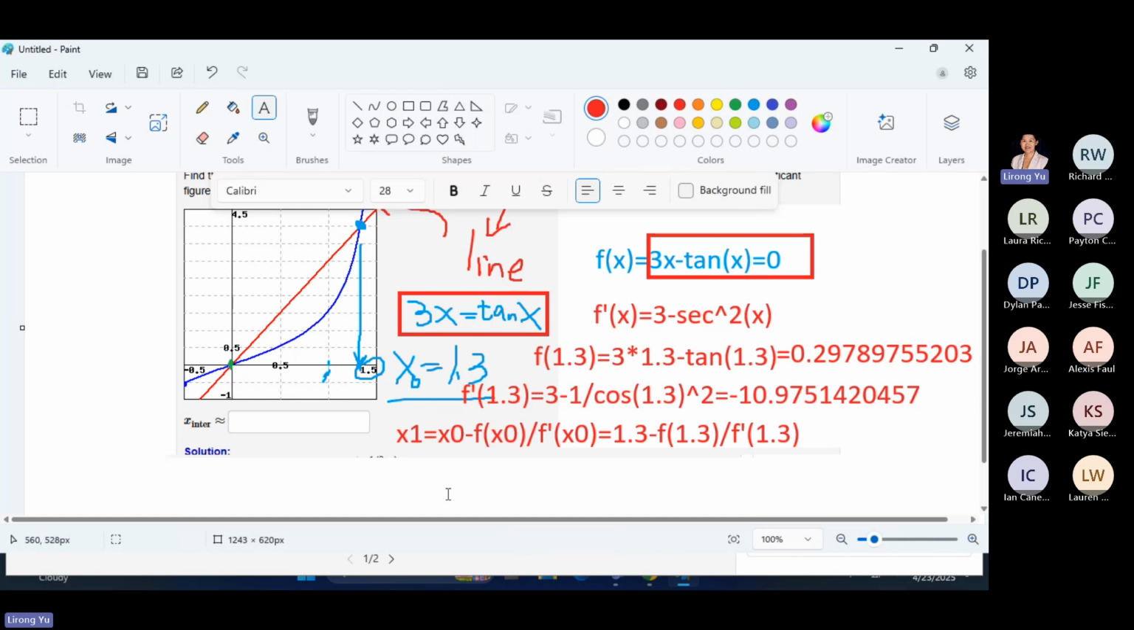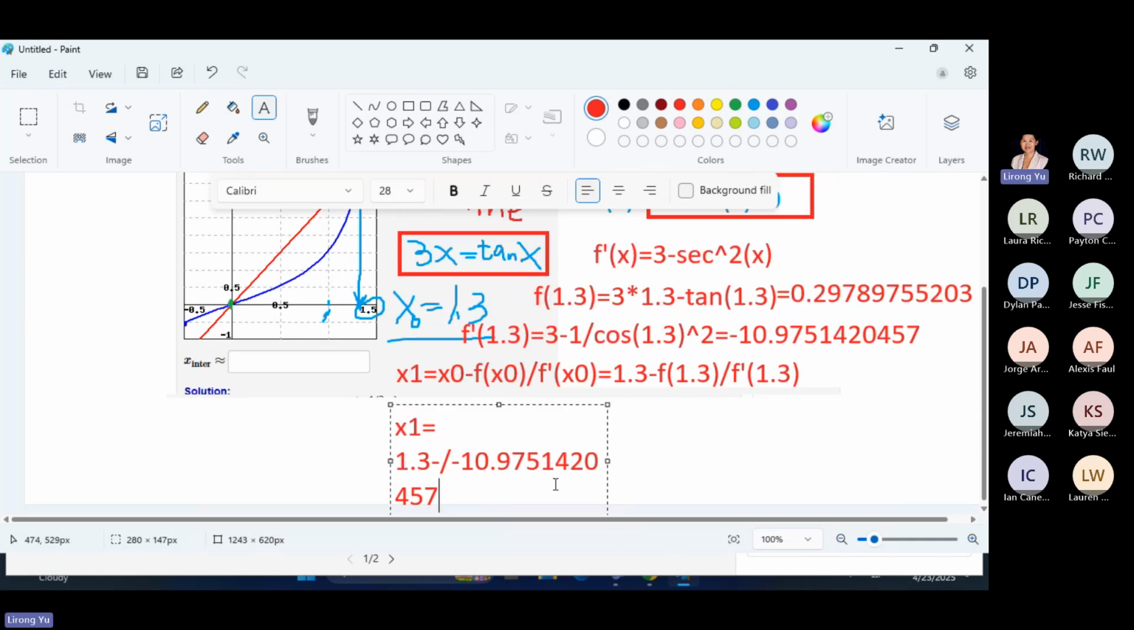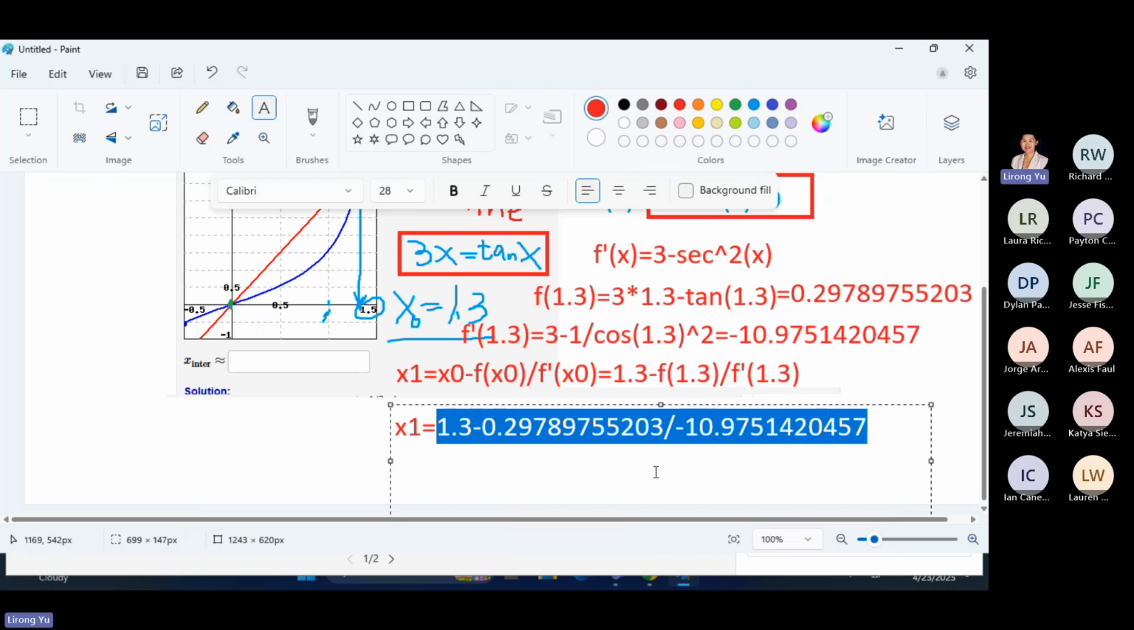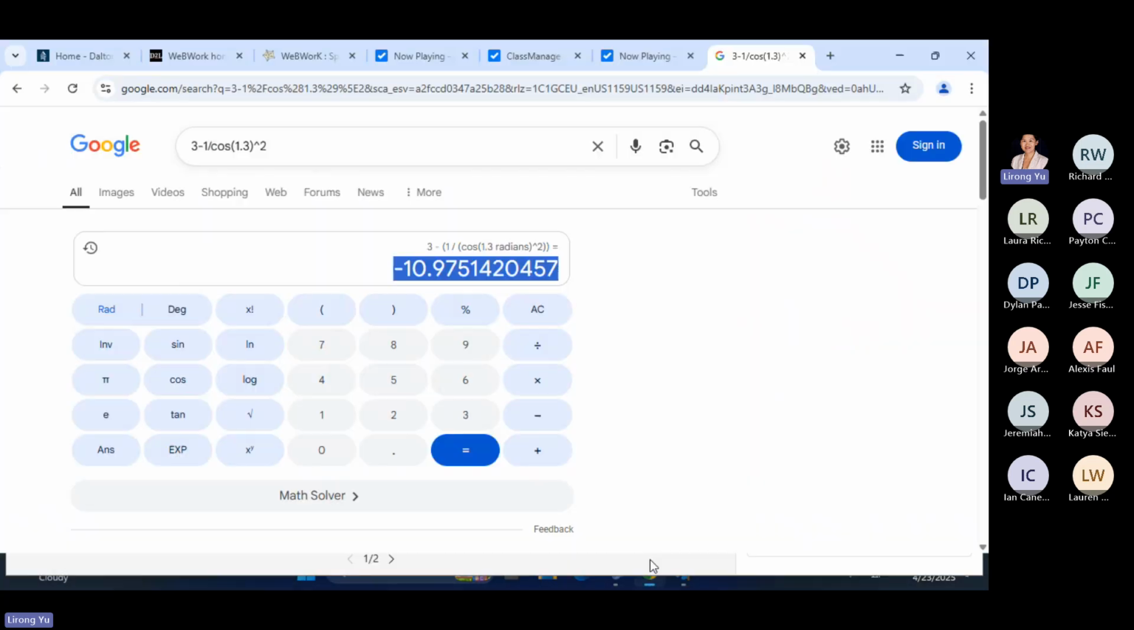Right now we're ready to calculate the x1. So then x1 is equal to 1.3 minus the numerator. Forget the number, but the denominator I already have. And the numerator is 0.29789755203. To make sure the calculation is accurate, I put in as many decimals as I can.